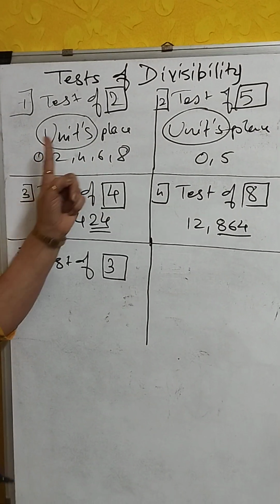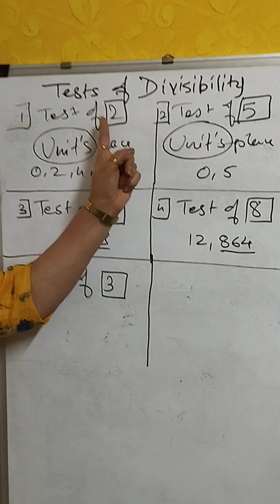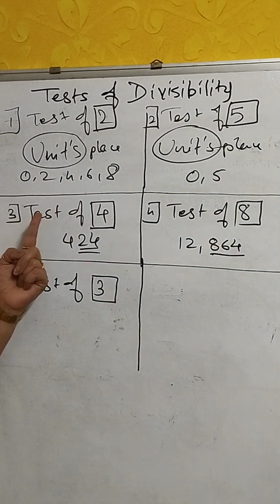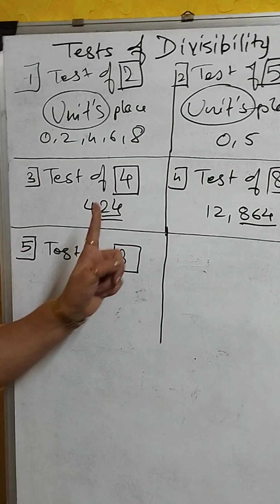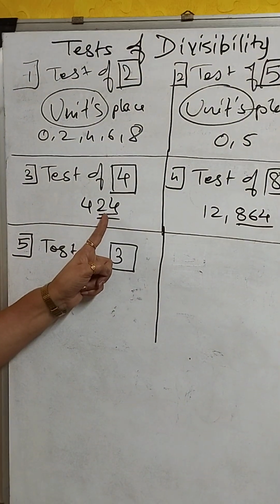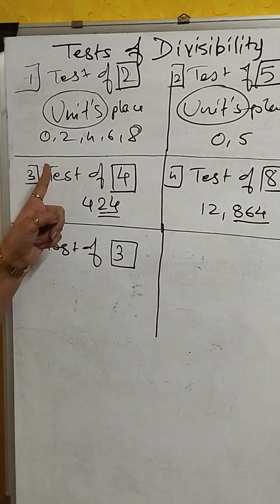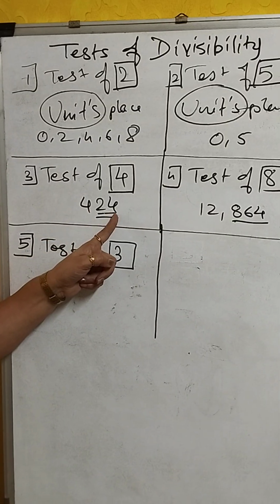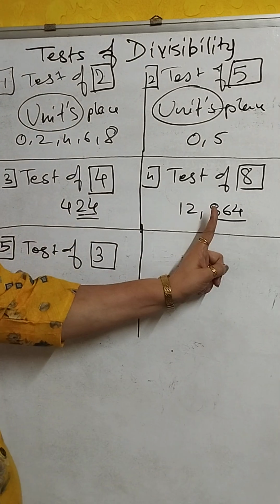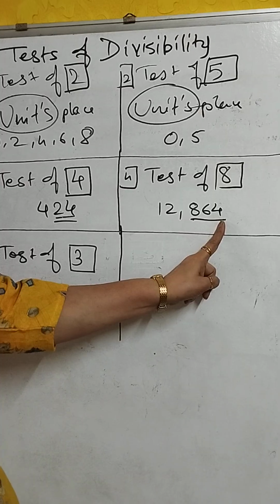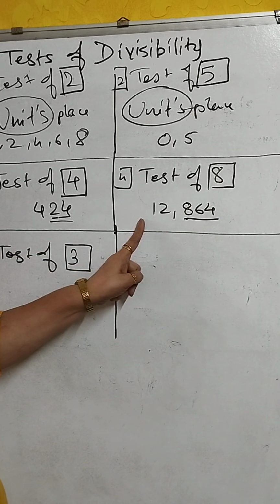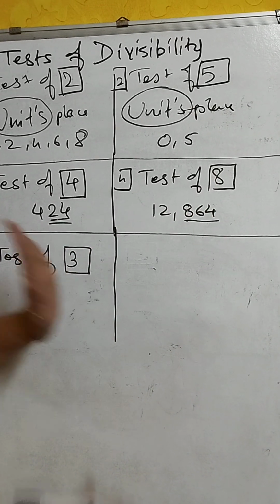An easier way. Units place, units place: test of 2, test of 5. Test of 4, test of 8. If the last two digits are divisible by 4, the complete number is divisible by 4. If the last three digits are divisible by 8, the complete number is divisible by 8.